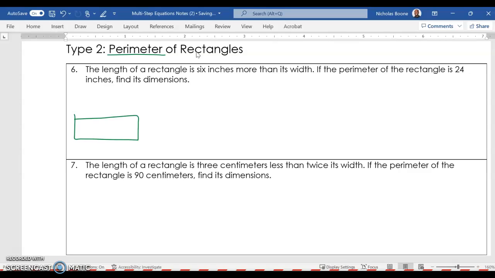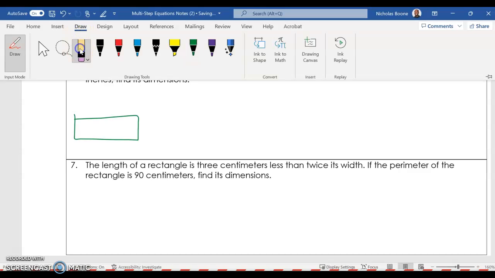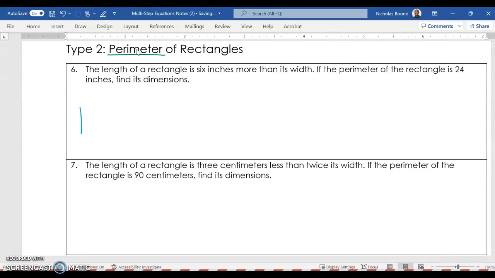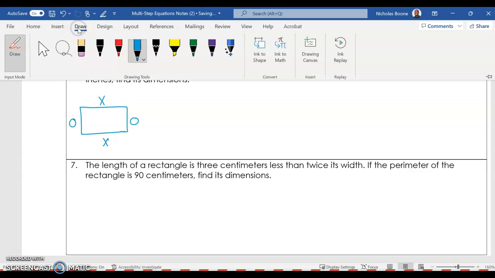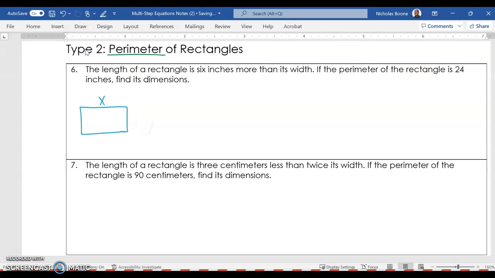So we know that for a rectangle, let's do a better drawing, the opposite sides are going to be equal. So we're going to assume that's a rectangle here. Whatever this side is, this side has to be also. Same thing for this. Whatever this side is, this side has to be also. So keep that in mind. And we have the length and we have the width of a rectangle. So let's look at this problem.